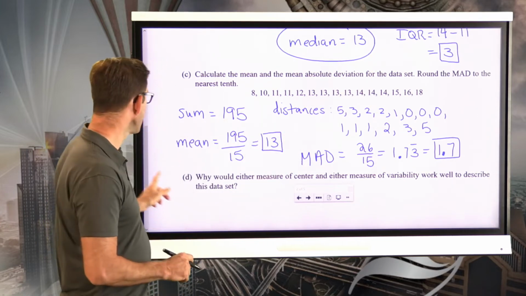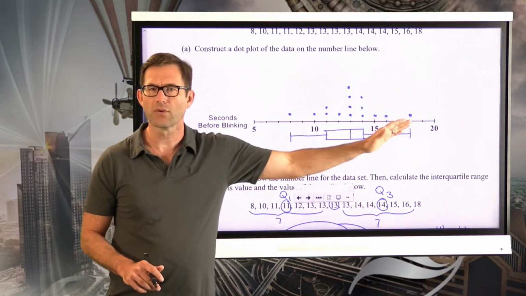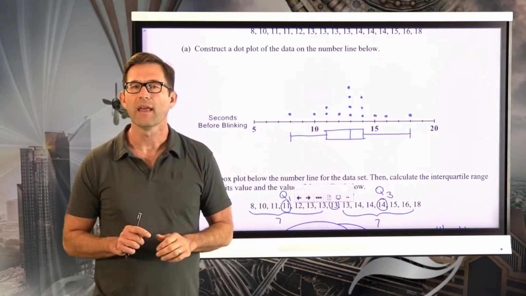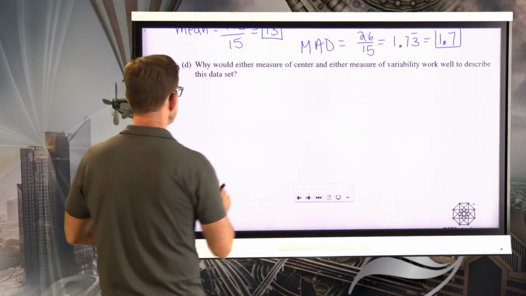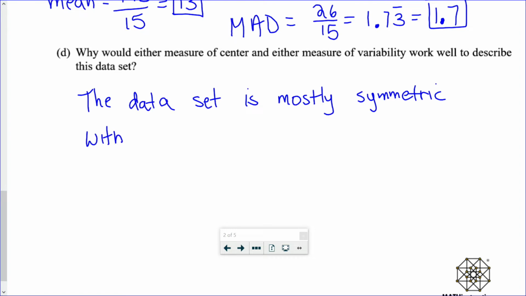Well, the reason it's happening is that this is a data set that is pretty symmetric. It's not perfectly symmetric, but the data set is fairly symmetric and it has no outliers. It's mostly symmetric with no outliers.